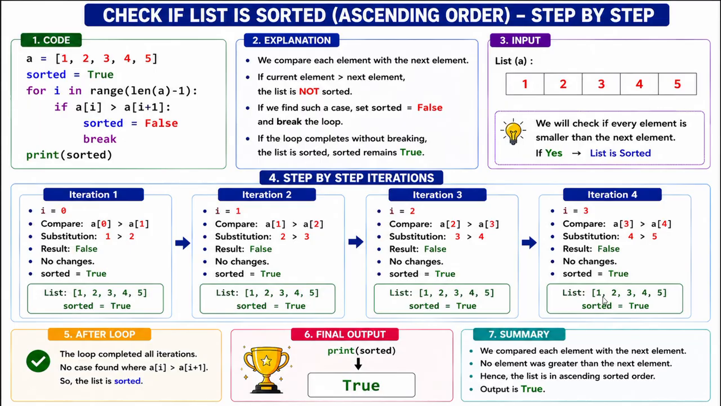Here the list is 1, 2, 3, 4, 5 and the condition holds, sorted equals true. If it were false, sorted would be set to false, the loop would break, and it would print false. But here it is true because these are in ascending order. Now guess what the output is here? Yes, it is true. I hope you understand.